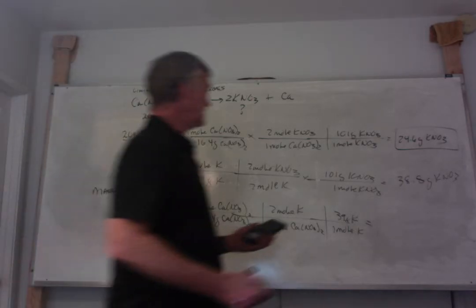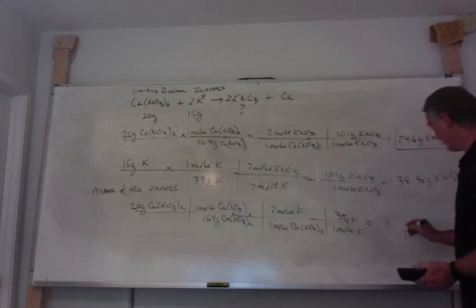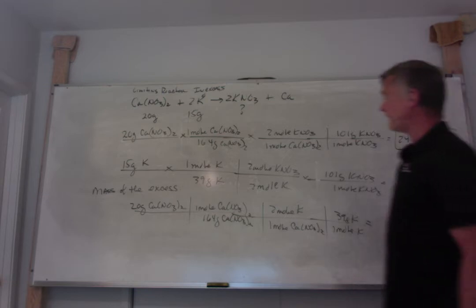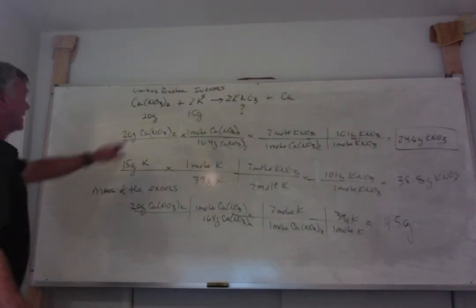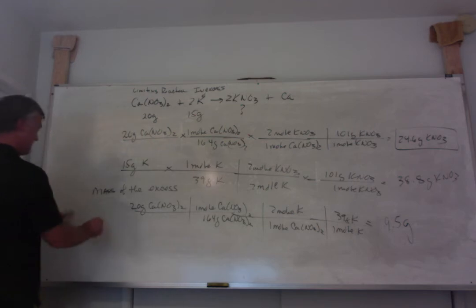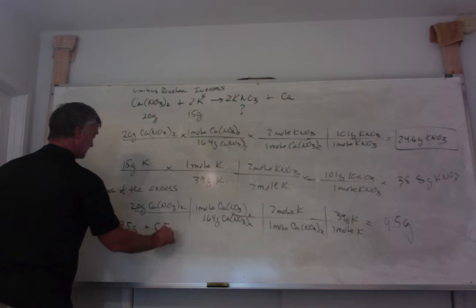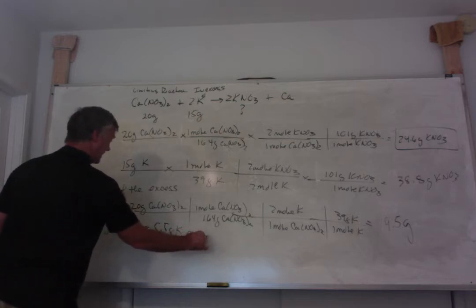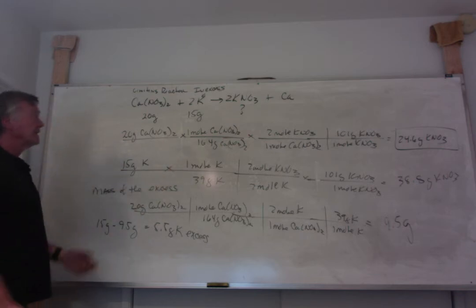And this ends up being 9.5 grams. In other words, I only needed 9.5 grams of potassium nitrate. Well, how much did I start off with? I started off with 15. So the mass of the excess is 15 grams minus 9.5 grams. 5.5 grams of potassium was in excess. In other words, if I had paid 9.5, we would have had the same answer on both of them.